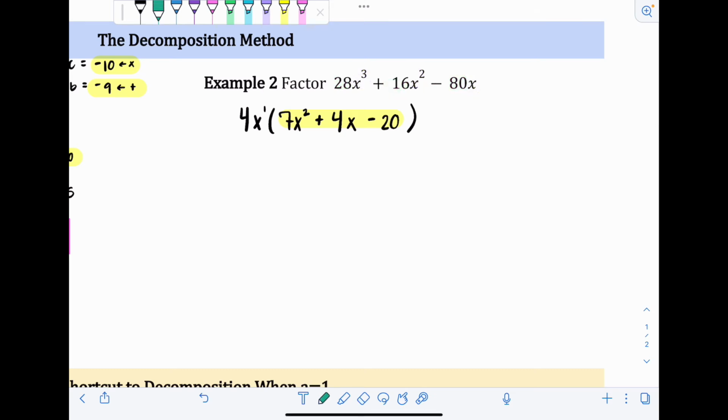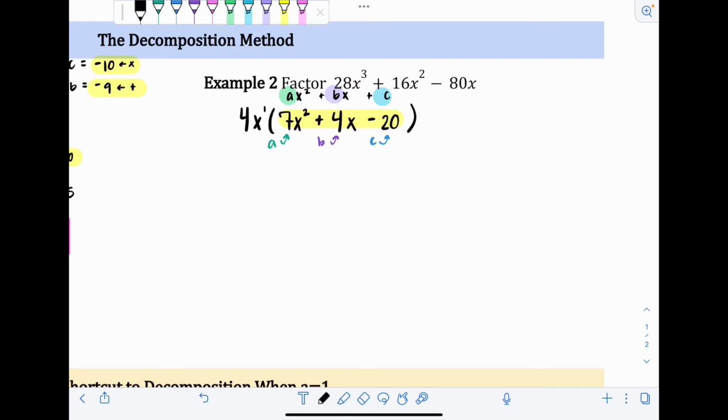Okay, so remember standard form is, I'm going to write it really small up above, ax squared plus bx plus c. So a would be 7 because that's the number in front of x squared. Sorry, b would be 4x, that's the number in front of x. And then c would be negative 20 because that's my constant.